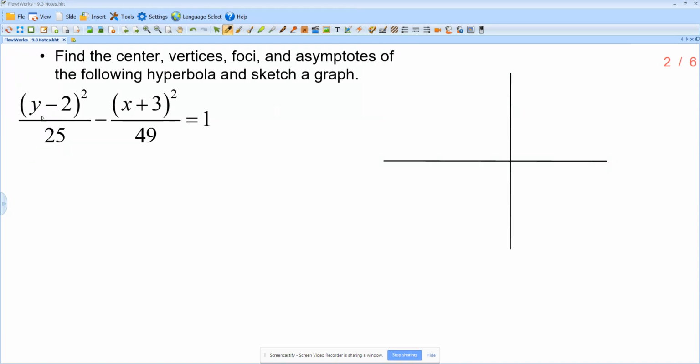So because the y squared is the portion that comes first, I know that my transverse axis is vertical, so my hyperbola is opening up and down. My center is at h, which is -3, comma k, which is 2. So I'm going to go to -3, 2, and place my center.